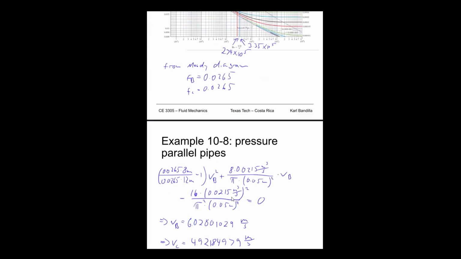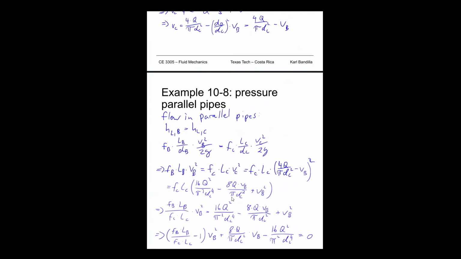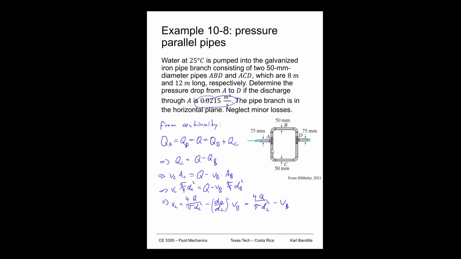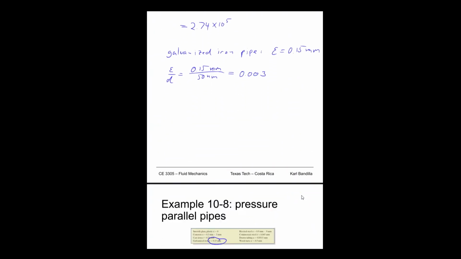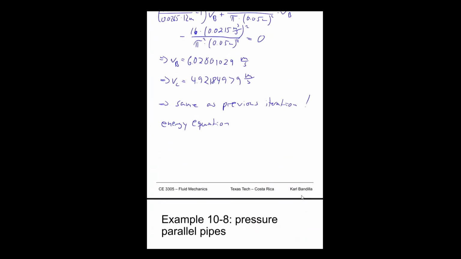Where do we write our energy equation? Not that many options, I think. Let's go up here, right? So we'll go energy equation from A to D, because that's where we want to have the pressure drop. A through, nope, not B, but D.